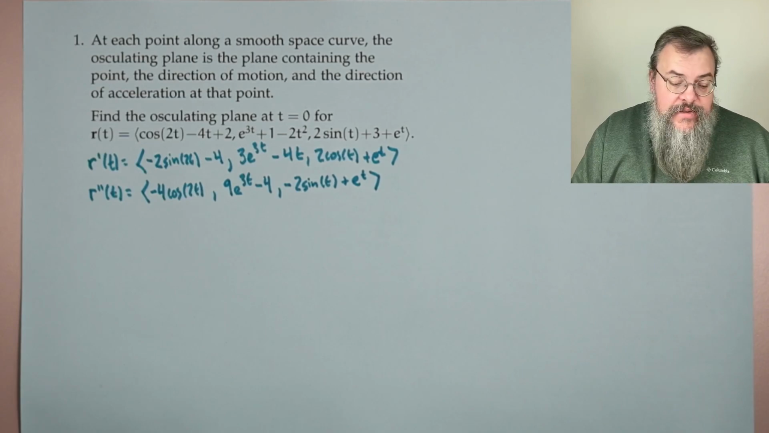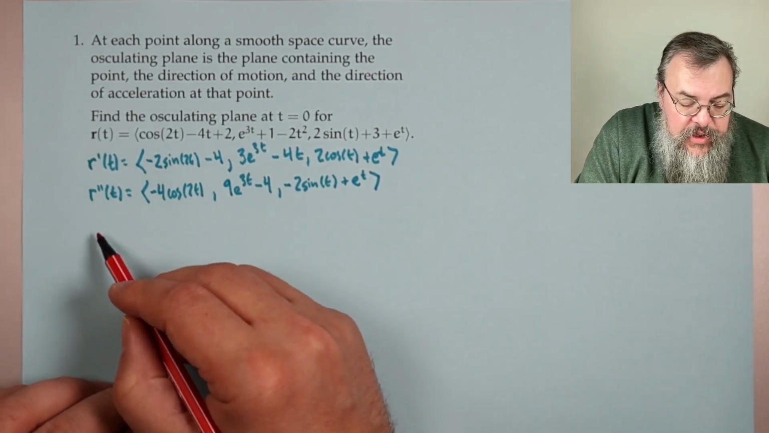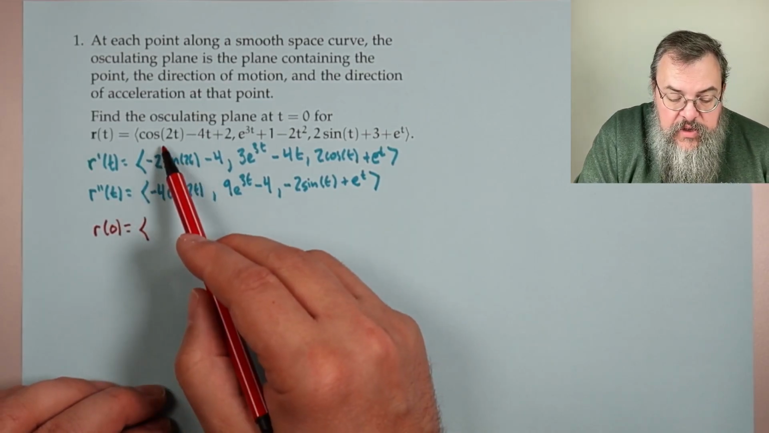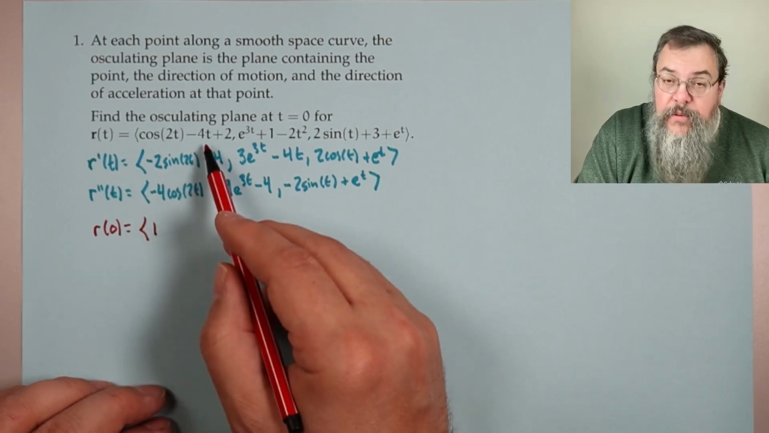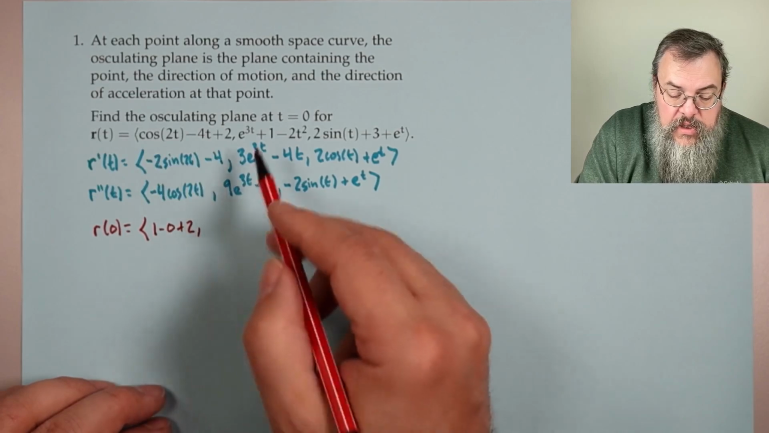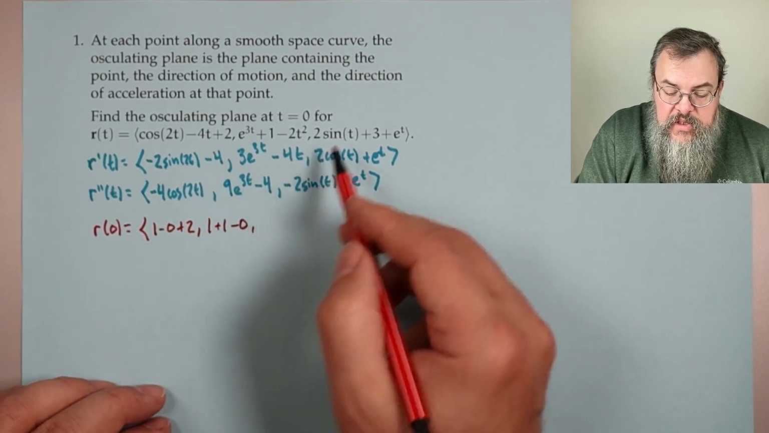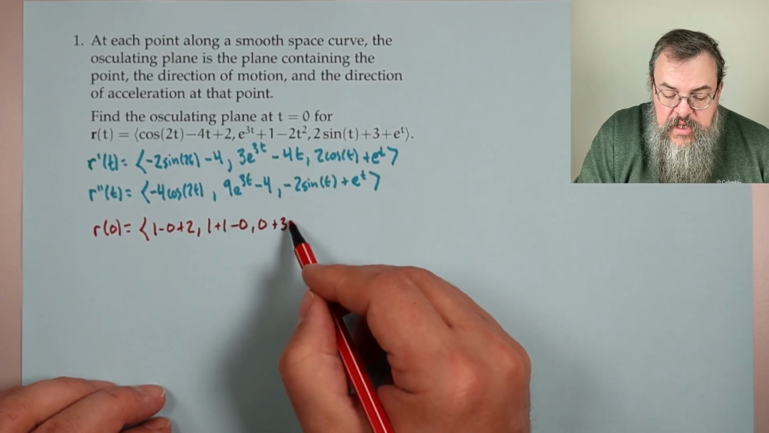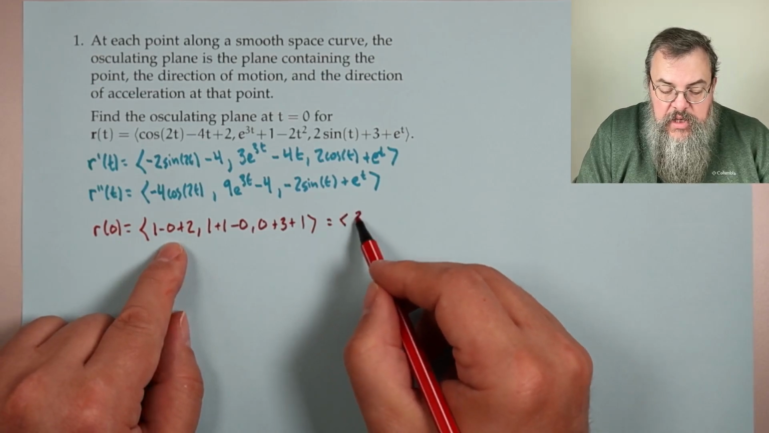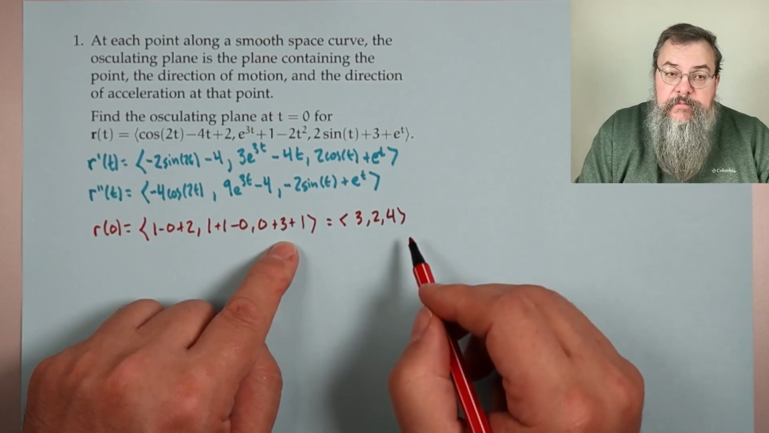Next up, let's evaluate. Okay, so we're going to need to evaluate everything. So we have r of 0. Well, cosine of 0, 1. 4 times 0, 0. And then add 2. e to the 0 is 1. Add 1. 2t squared is 0. Sine of 0 is 0. Plus 3. e to the 0 is 1. All right, so that's giving us the point 3, 2, 4. And that truly is a point.